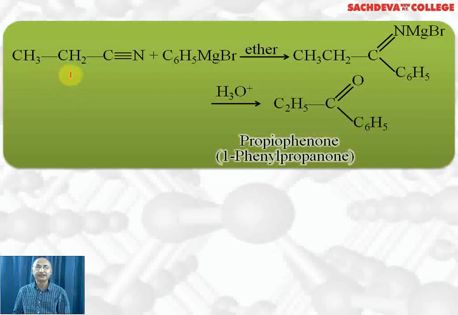Next example we are taking, this is propyl cyanide or propionitrile. We are reacting it with phenyl magnesium bromide. Phenyl group will attack this carbon which is positively charged and nitrogen will get attached to MgBr, and this is the intermediate product. Now we are going to react with water in the presence of H+, and there is hydronium ion. So this will become oxygen here. So we get propiophenone, that is 1-phenylpropanone. The side product will be hydroxy magnesium bromide, and ammonia is lost, and we get propiophenone or 1-phenylpropanone.